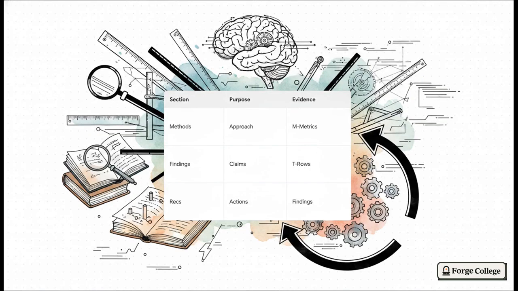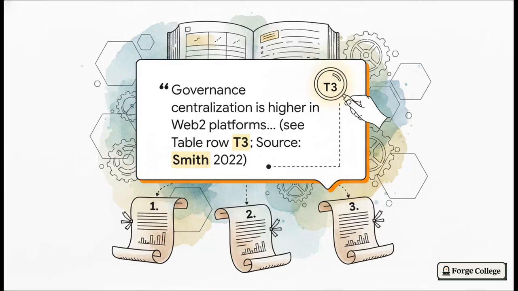To keep everything structurally sound, every component has to be strictly anchored to your data using this tight mapping matrix. Your methods section uses your M-level metrics to document your approach. Your findings section uses your T-level table rows to state your evidence-linked claims. And your recommendations? They rely entirely on the references established in your findings. It's a completely closed loop. Follow this matrix and your argument becomes totally immune to the critique that you're just making things up. Let's look at what a finding looks like in practice.